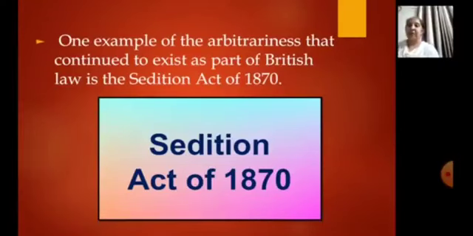Now, one example, as I told you, is that colonial law was arbitrary. Another example of the arbitrariness that continued to exist as part of British law is the Sedition Act of 1870. Now, children, what is that Sedition Act of 1870? Let's understand that. The Sedition Act of 1870 allowed the government to arrest or detain any person without a fair trial in court who was seen protesting or criticizing the British authority. Under this act, people were arrested without being told the reason for their arrest, and were kept in prisons without a trial. So this was one example of arbitrariness.